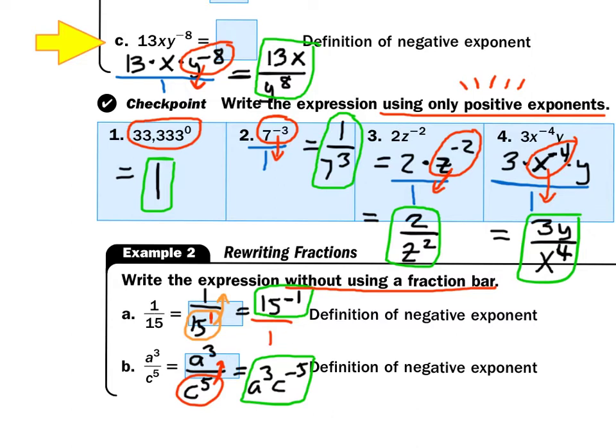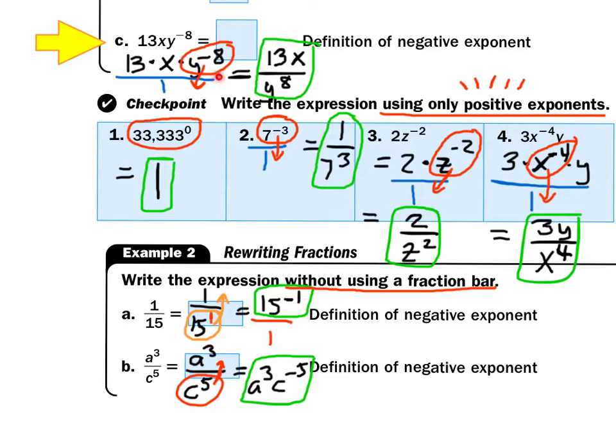Because here's the deal. 13 is a parent, but its baby is perfectly happy. They don't want to get in the pool. X is a parent, and its baby is perfectly happy. They don't want to get in the pool. The only parent, the Y, is holding the negative 8, and they're the ones that want to get in the pool.